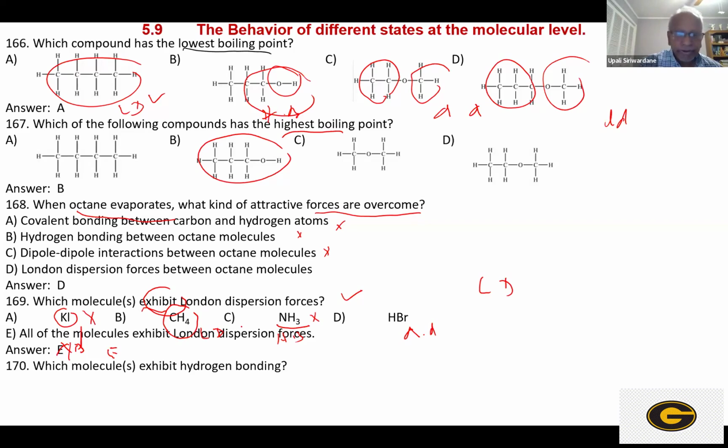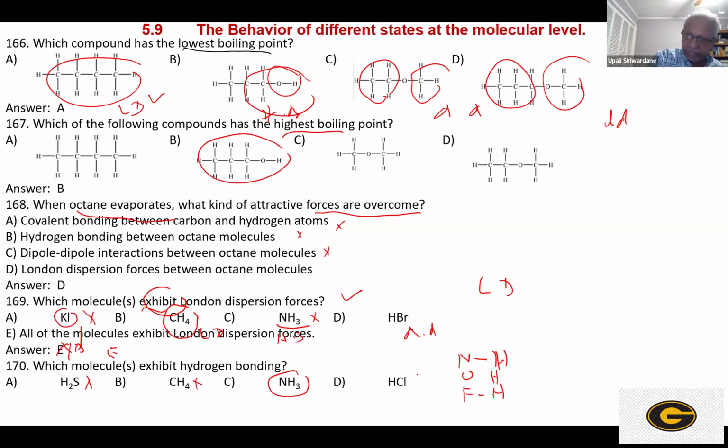Which molecule exhibits hydrogen bonding? Hydrogen bonding is NH, OH, FH dipoles. Has to be there. Therefore, this one has NH. None of the others have NH or one of these three. Therefore, C is the correct answer.